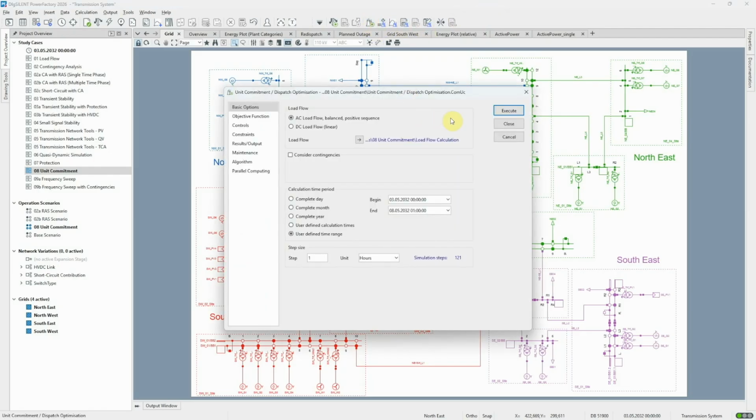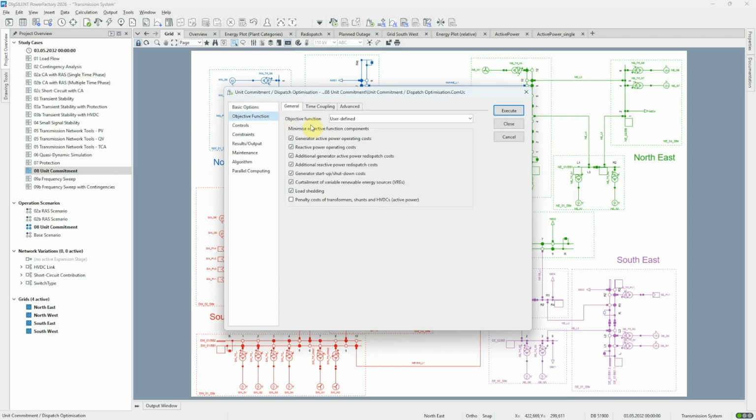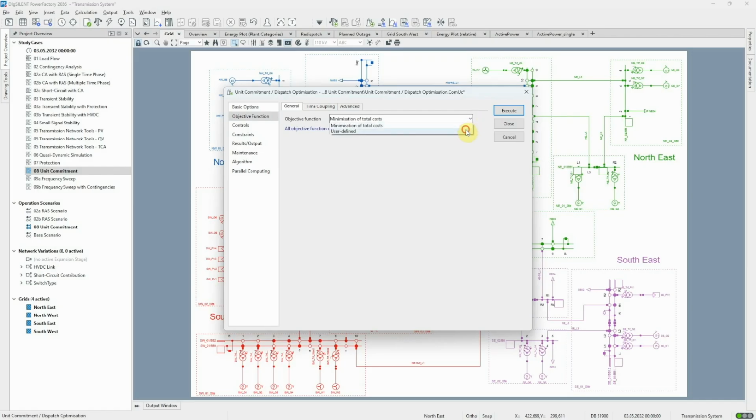The optimization can be based on either an AC or DC load flow, and in this example will be run as an AC-based optimization at hourly steps over a period of 5 days. On this page, the objective function is selected. The default is to minimize total costs, but the user can instead select individual cost components to be minimized.